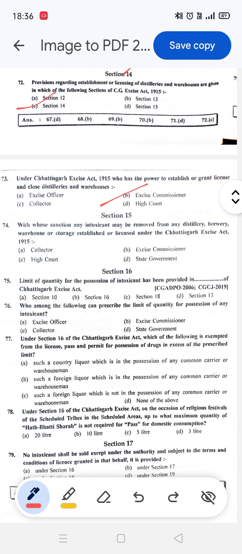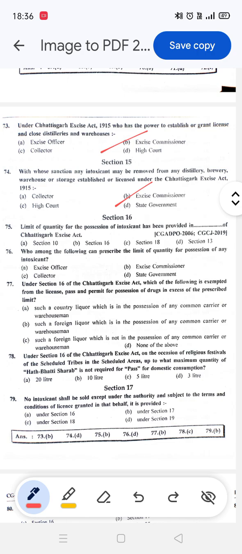Question number 74. With whose sanction may an intoxicant be removed from a distillery, brewery or warehouse or storage established or licensed under the Chhattisgarh Excise Act 1915? So the correct option is excise commissioner, option B. Correct option is state government, option D. Question number 75. Limit of quantity for the possession of intoxicant has been provided in section 16 of the Chhattisgarh Excise Act.